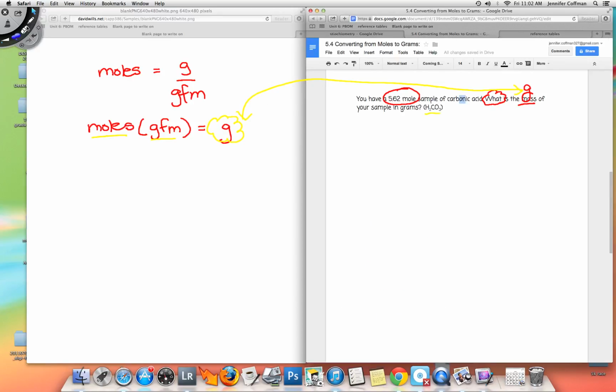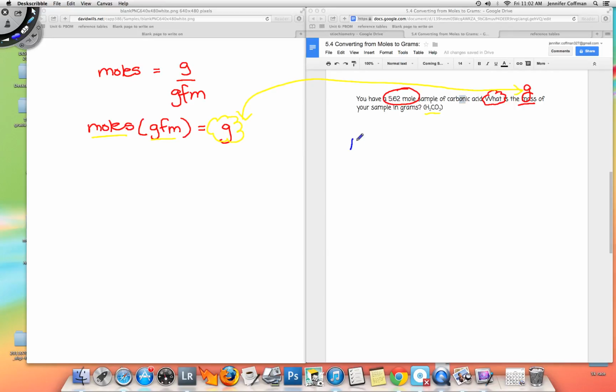Alright, so let's write that acid down. H2CO3, carbonic acid. And let's calculate the gram formula mass. There's an H. There's 2 of them. They weigh 1 gram per mole apiece. There's a carbon. There's 1 of them. It weighs 12 grams per mole. And then there's an oxygen. There's 3 of them at 16 grams per mole apiece.